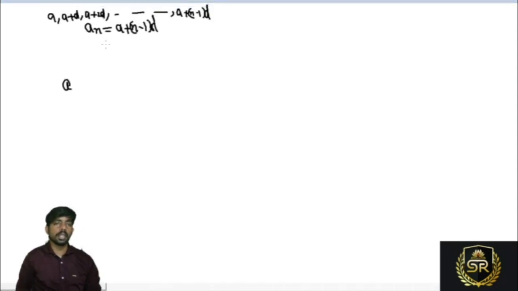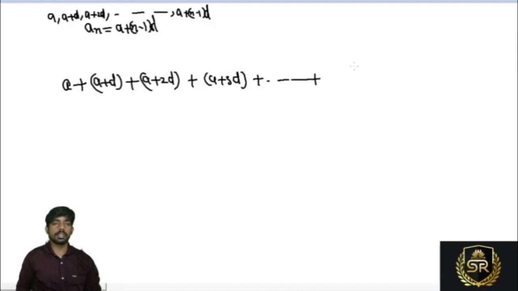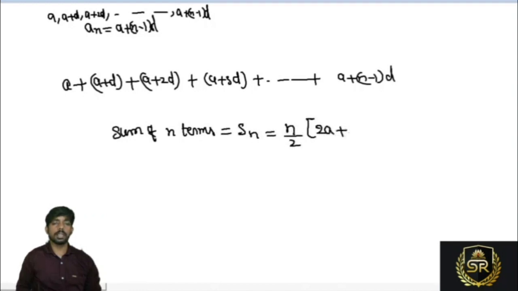Here we have a series a, a plus d, a plus 2d. So we are adding up every term in the series. Then what is the result? a plus d, a plus 2d, a plus 3d, and so on, plus a plus n minus 1 into d. Adding every term in this series, the result is what we call the sum of n terms. Sn is equal to n by 2 into 2a plus n minus 1 into d.